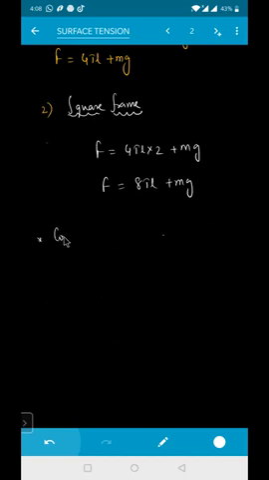The next one is the condition for a needle not to sink.